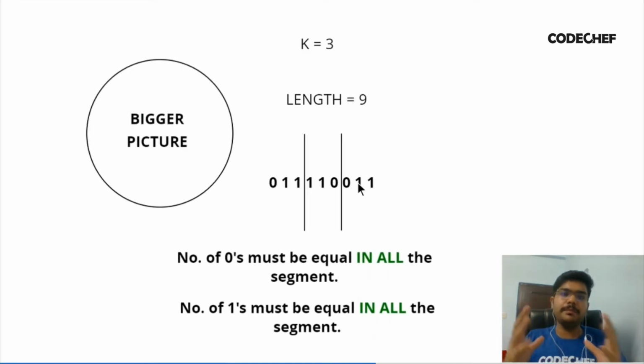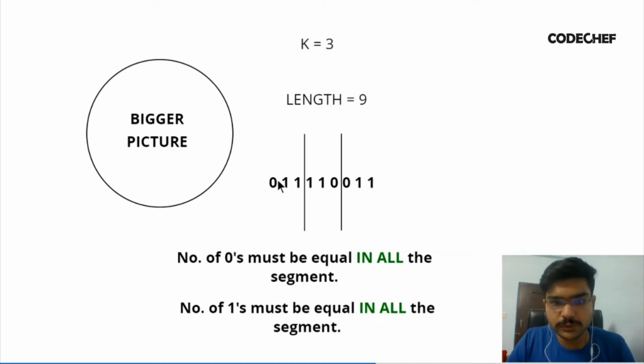Alright, let's look at the bigger picture, the bigger picture for the whole string. If we look at the whole string, this particular segment is the mirror image of this segment, right? And this particular segment, the third segment, is the mirror image of the second segment. So if there is 1 zero here, then there must be 1 zero here, because these 2 are mirror images. But then also these 2 are mirror images. So if there is 1 zero here, then there must be 1 zero here also.